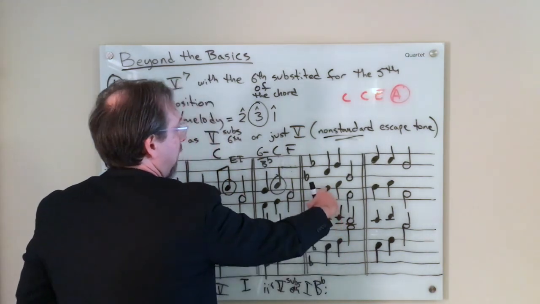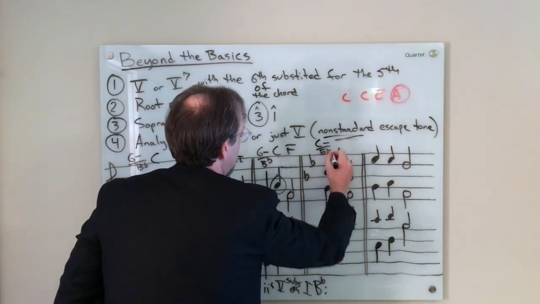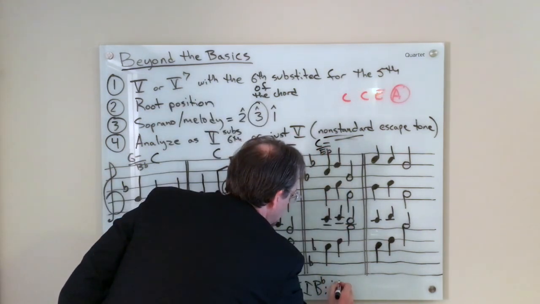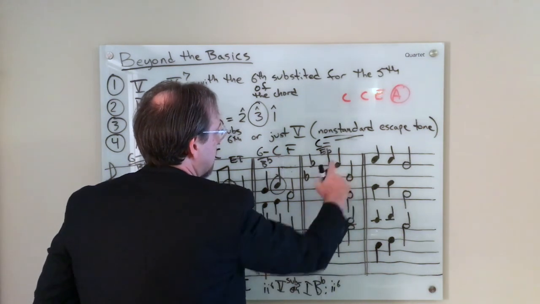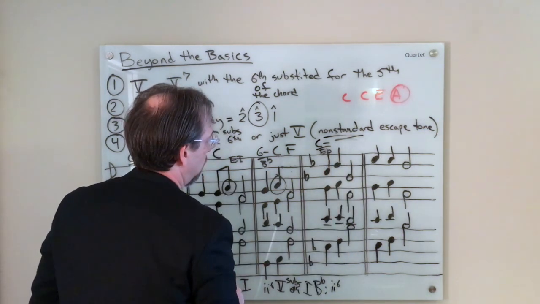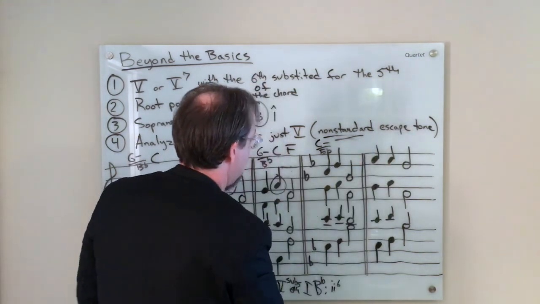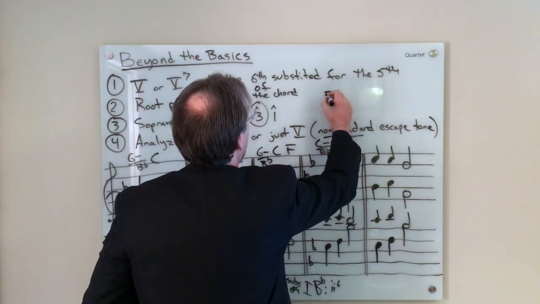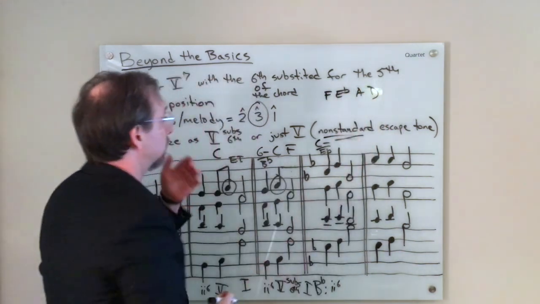E flat, G, C, that's a C minor triad with E flat in the bass. That is a 2 chord in first inversion. F, E flat, A, D. Well, let's see, let me think about that. Let's take a look, let's write it out. We've got F, E flat, A, D.